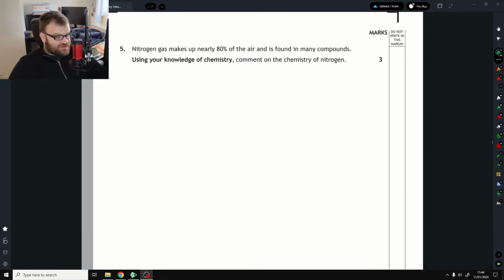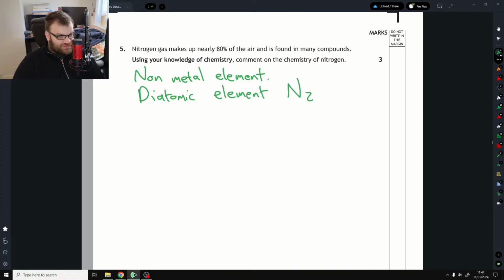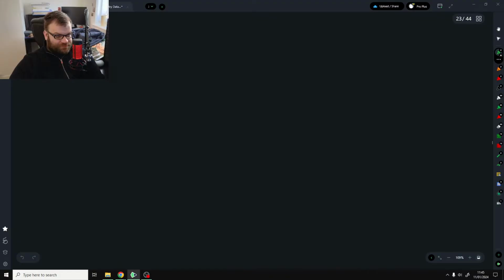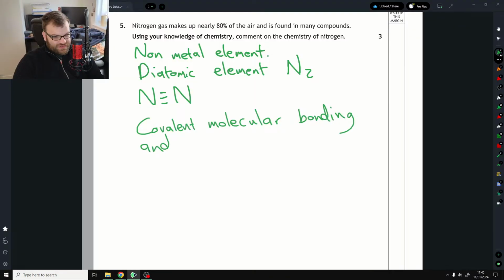Question number 5 is the first of our using our knowledge of chemistry questions, asking us about the chemistry of nitrogen. Nitrogen is a non-metal element. It's one of our diatomic elements, written as N2, that's what diatomic means. It's got a triple bond between its atoms. If you don't know that off the top of your head, it has a valency of 3 because it's in group 5. It needs to bond to itself because it's a diatomic element, and it's going to have a triple bond between those. So it's covalent molecular in bonding and structure.